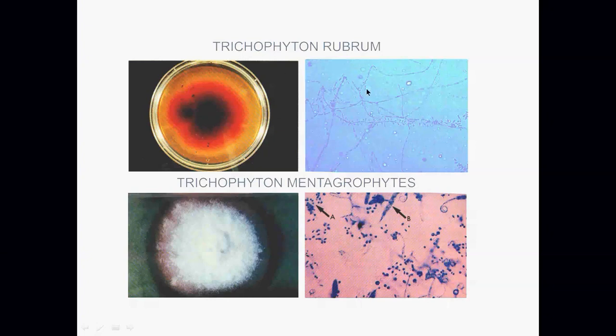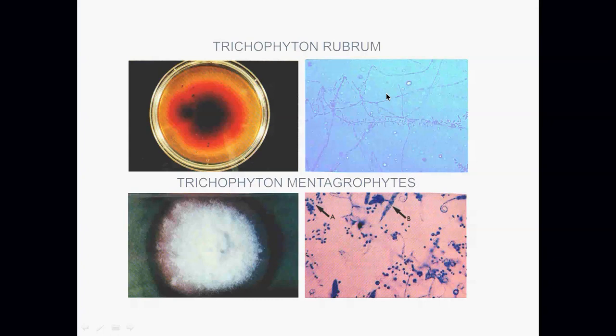And when you prepare an LPCB mount of this fungus, either with a tease mount or you can go for slide culture, then you are going to see this type of morphological feature in the LPCB mount. Now here you can see a bird on fence appearance. This is typical of this fungus.